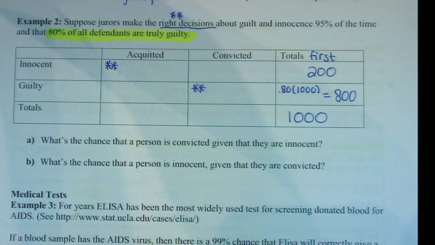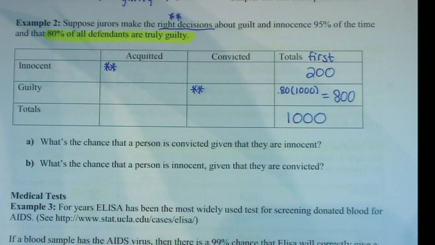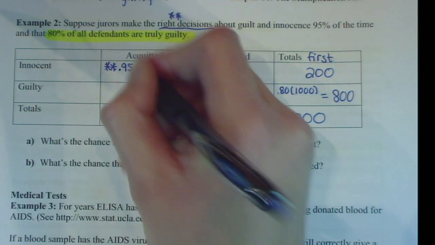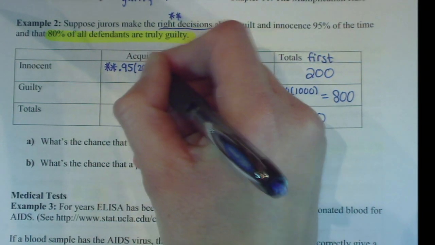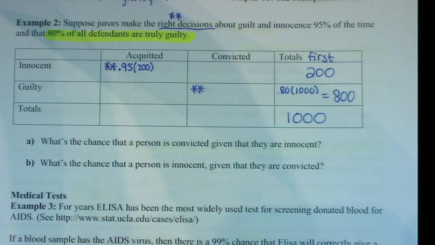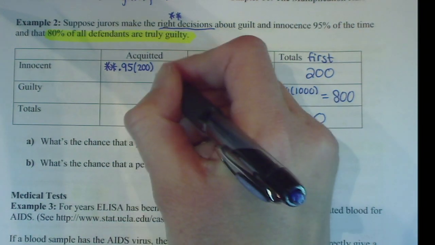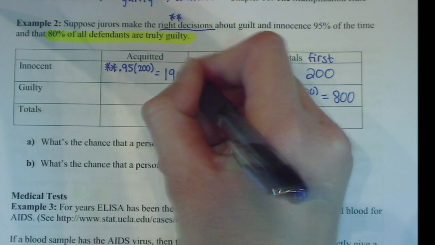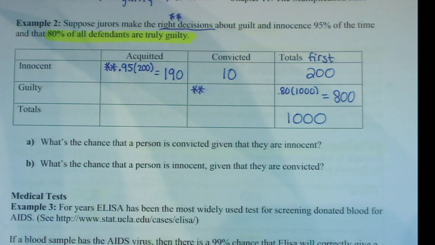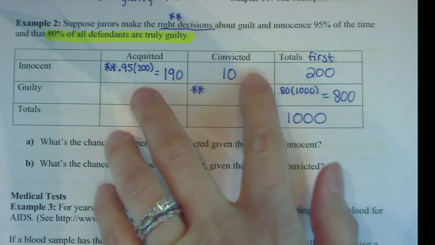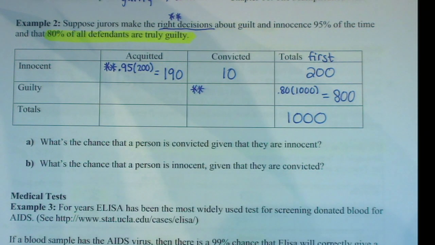Right? We want to minimize the amount of innocent people getting put in jail and the amount of guilty people getting set free. Okay, so the right decisions happen 95% of the time. So for these 200 people, 95% of them will correctly be acquitted. Right? So of the 200 innocent people, 95%, which is, if we do this in our calculator, this is 190, which means only 10 of the 200 people that are innocent will be convicted. You can think about which one of these is worse. I don't know.